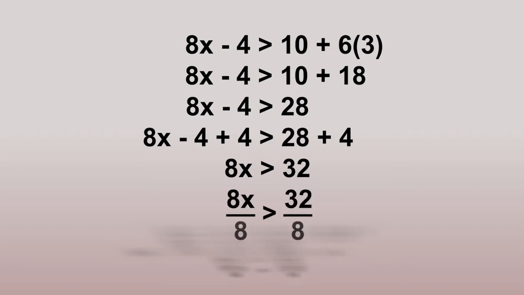Lastly, divide both sides by 8, and since it is a positive number, you do not need to reverse the inequality. Your answer is x is greater than 4. This means that any number greater than 4, such as 5, 6, or 7, will make the inequality true.